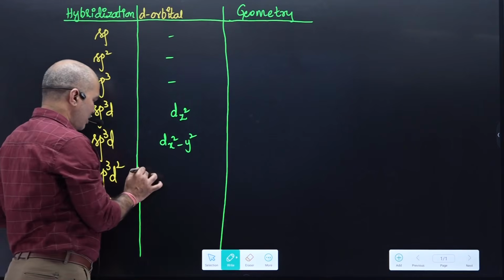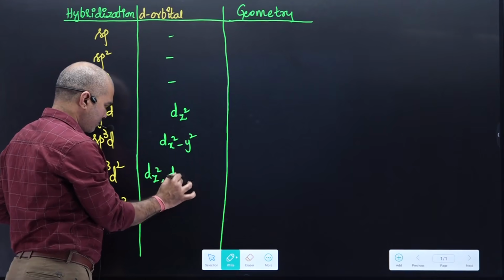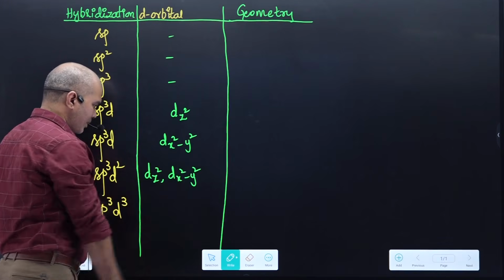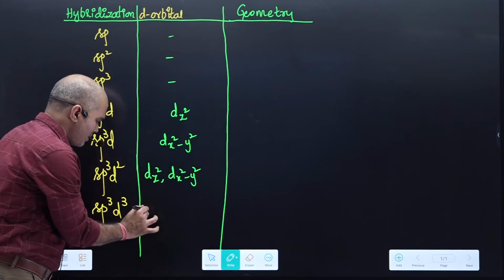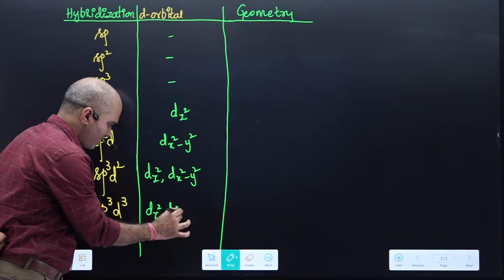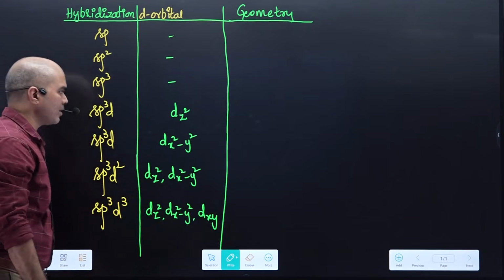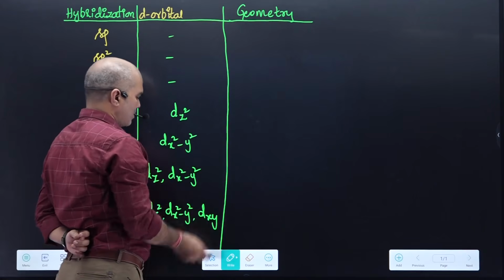Then sp3d2, dz square and dx square minus y square. sp3d3, dz square, dx square minus y square and dxy. What are the geometries?